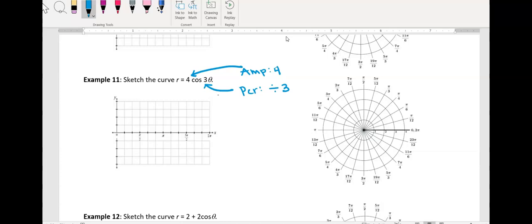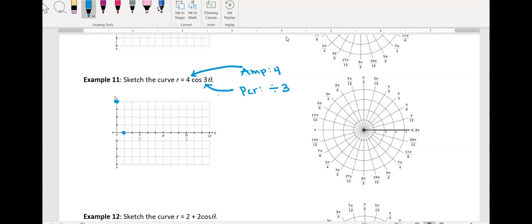So on our XY plane first, and then we'll convert it to r and theta, and then put it on the polar plane. Normally cosine starts at 1 at angle 0. Because the amplitude is now 4, it's going to bump up to 4. Then cosine would normally be 0 at pi over 2, but because the period is being divided by 3, it's actually going to be at pi over 6. So it's down at pi over 6 now when it's 0.